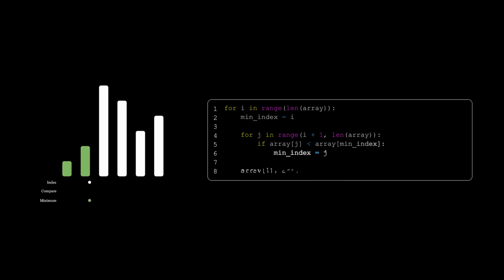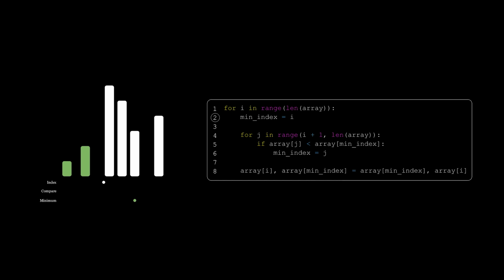In the meantime, let's take a look at how to implement selection sort in Python. First, we will need a for loop that will iterate over the whole list. Inside the for loop, we define a variable called minIndex that is equal to the current index in the loop.